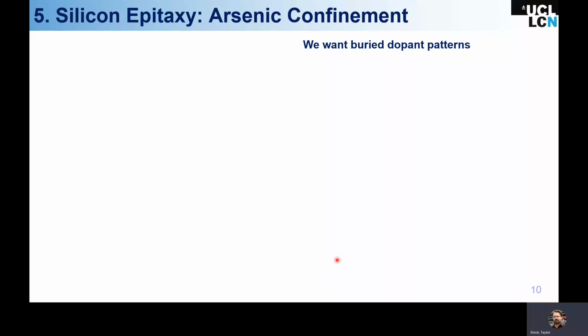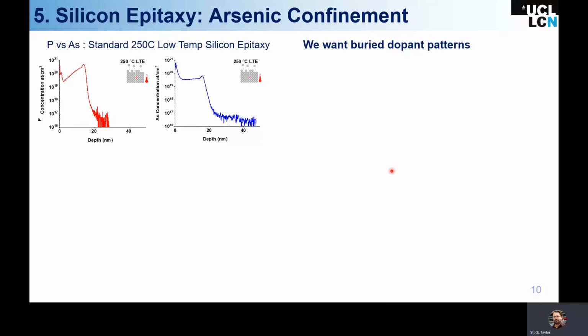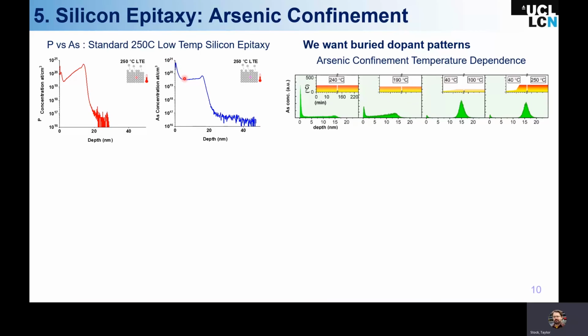Okay, so now on to the fifth criteria, which is that we need to be able to confine the arsenic beneath epitaxial silicon. We want very sharp dopant patterns. Turns out if you use the recipe that works for phosphorus, which is a constant 250 degrees Celsius during overgrowth, the arsenic segregates to the surface, as is shown here in this secondary ion mass spectrometry measurement.